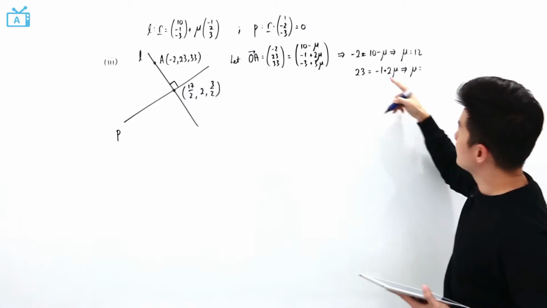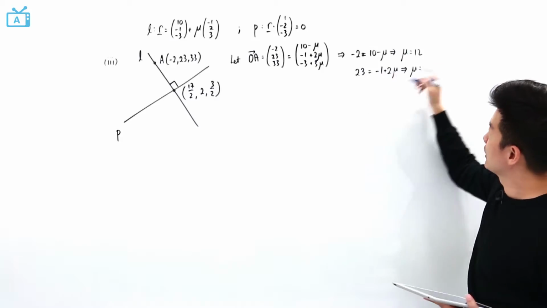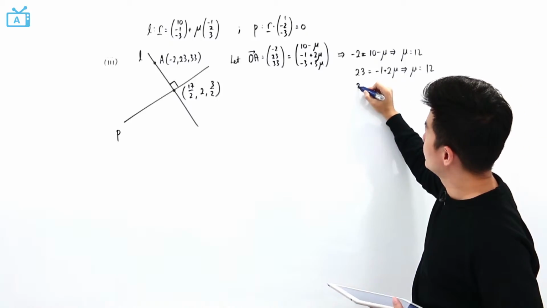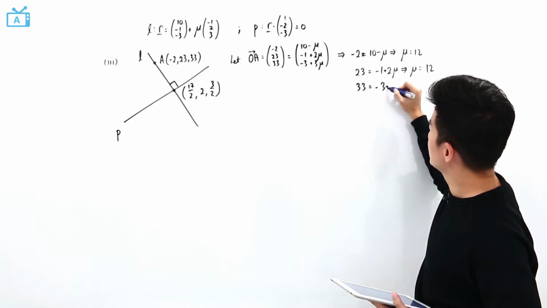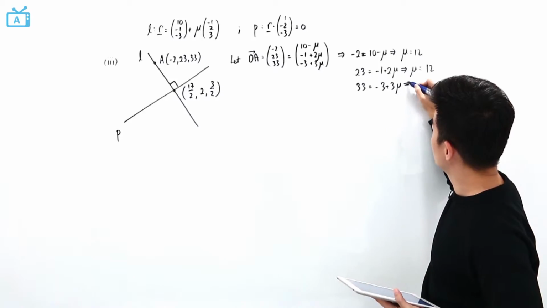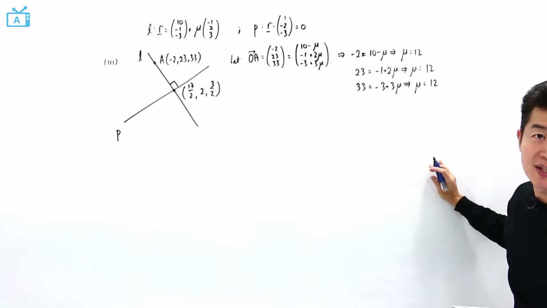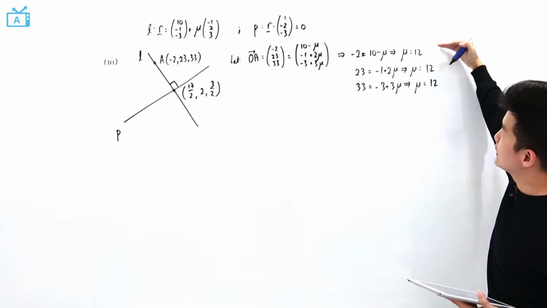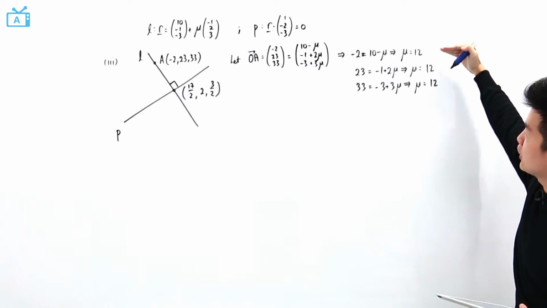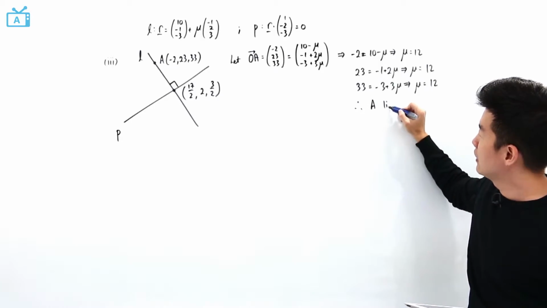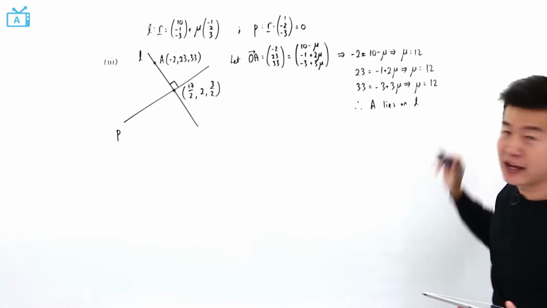And if I were to solve for μ, bringing this over, 24 divided by 2, μ is again equal to 12. And for the last row, 33 is equal to -3 + 3μ. So μ is going to be equal to 36 divided by 3. It is once again equal to 12. And since all the three equations give me a consistent value for μ, that is why I can say that A lies on the line L.